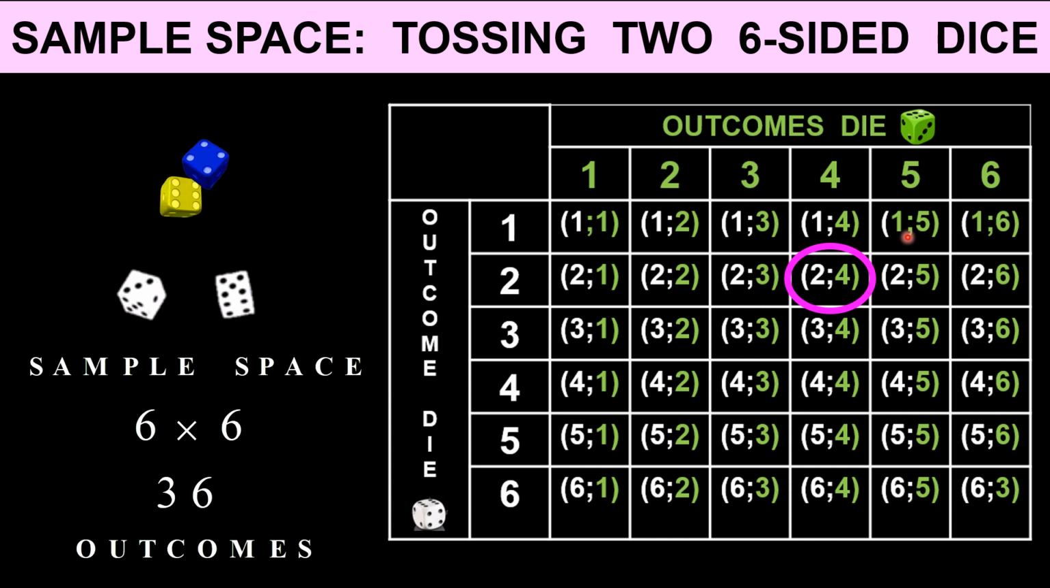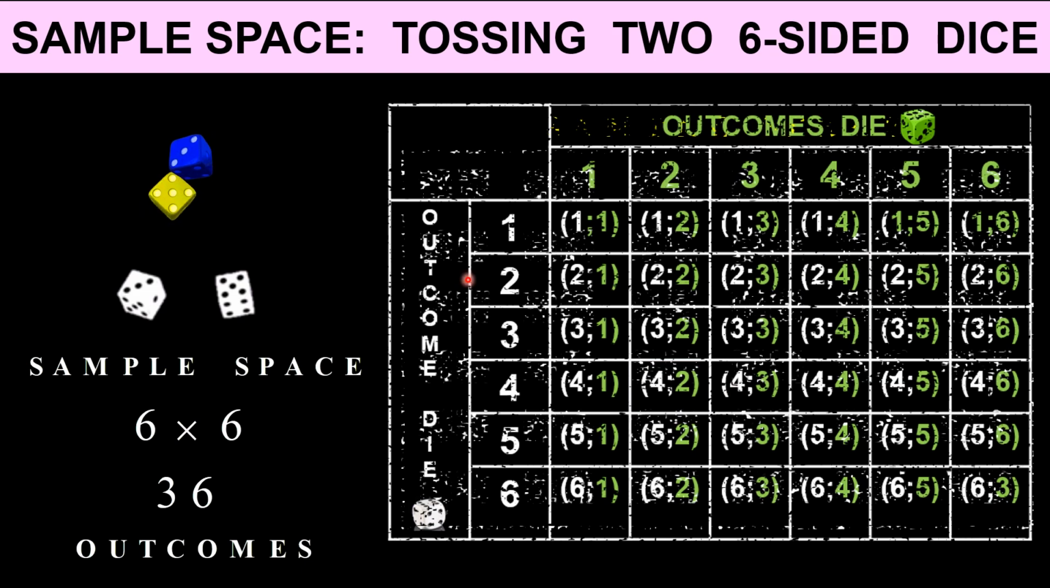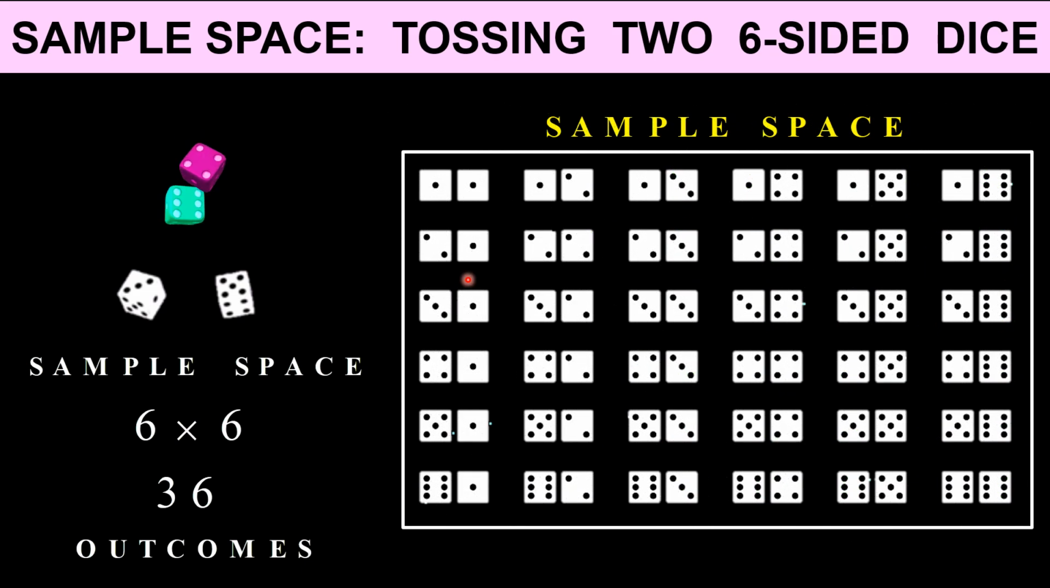So it's a white 2 on the white die and a 4 on the green. But 2, 4, there's also a 2 and a 4 somewhere else there. But they're not the same. Can you see? This 2 is for the white one and that 2 was for the green. So 2, 4 and 4, 2 is not the same. Now let's go back to my actual dice there. There's my sample space that I have. And this is the sample space we're going to use if we toss 2 fair 6-sided dice.